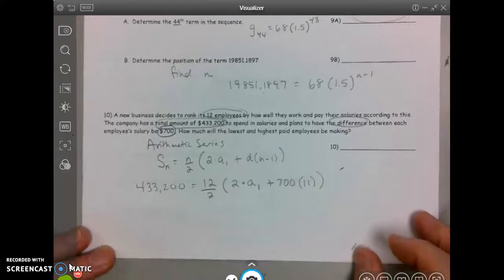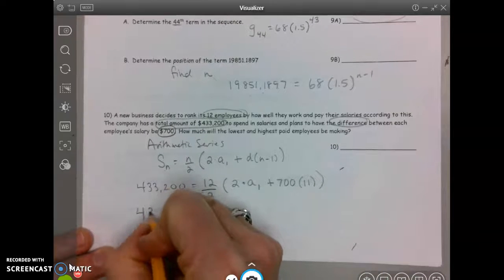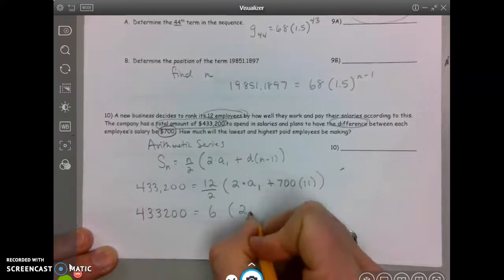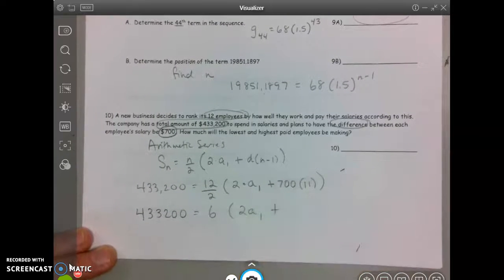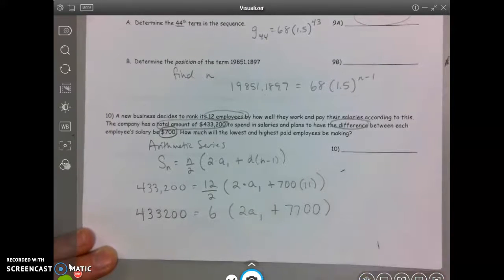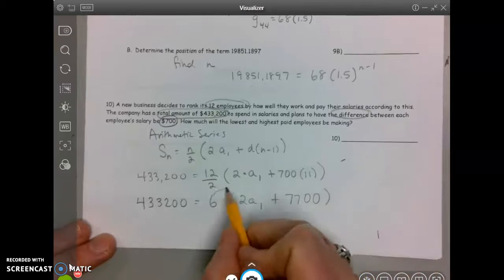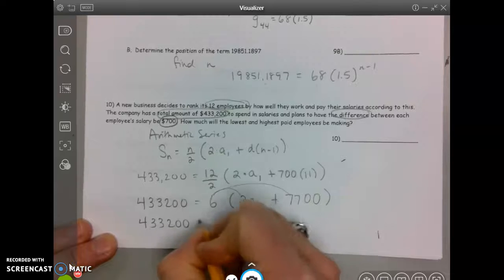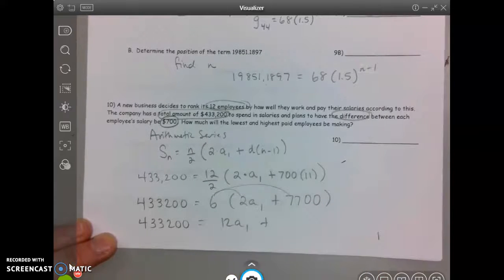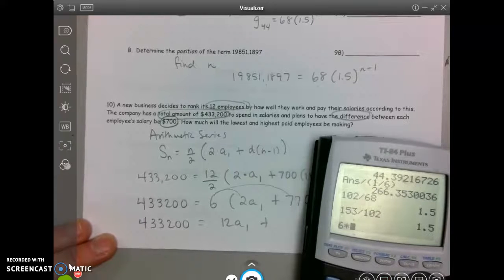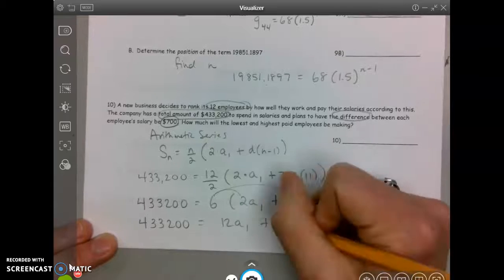So I just have an algebraic equation to solve here. I'm going to start simplifying. This becomes 6. I still have 2a sub 1 plus 11 times 700, which would be 7,700. Then I'm going to distribute my 6. Let's see what that would be. 6 times 7,700 is 46,200.